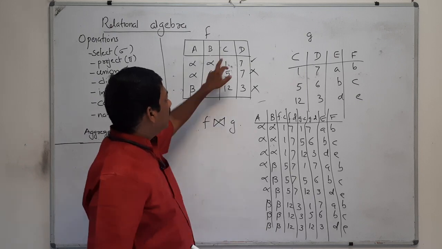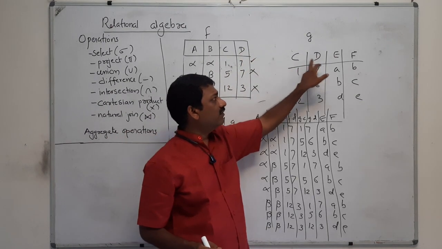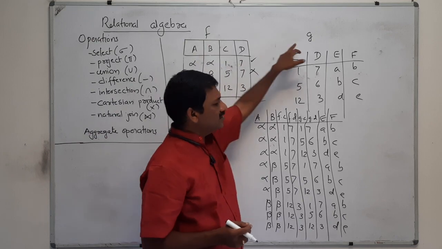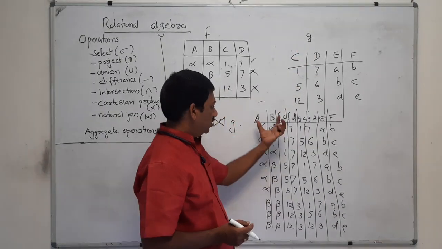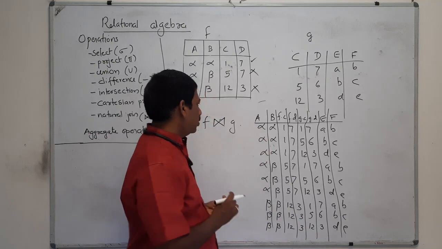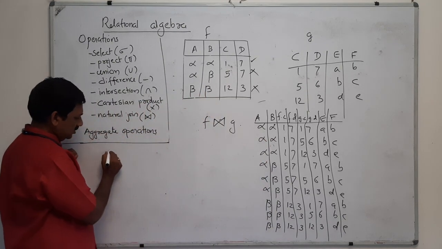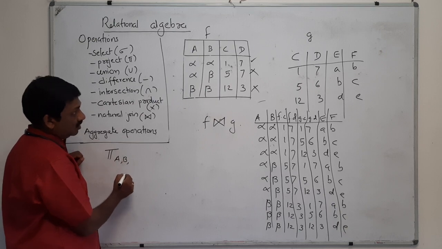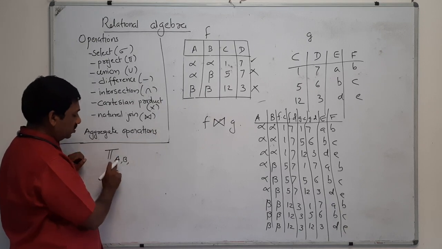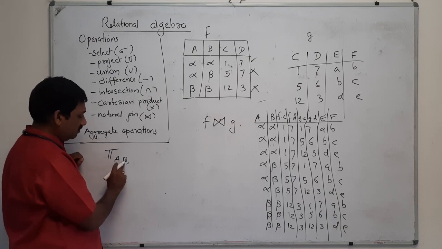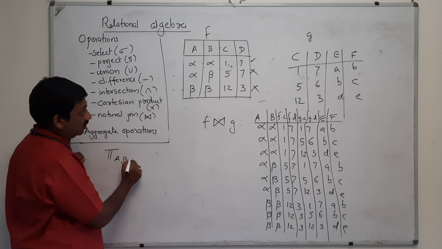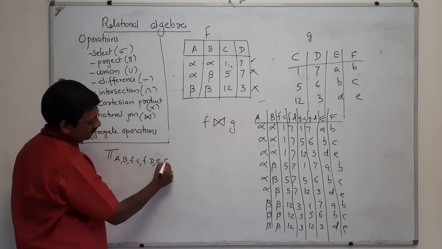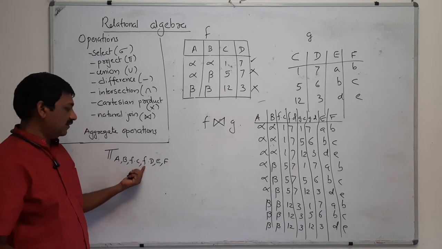Here we are having C and D, here also we are having C and D. Now, this is the cross product of F and G. We have taken this, and from this you are going to select, that means the operation is you are going to project pi A, B, F.C, F.D, E, F.